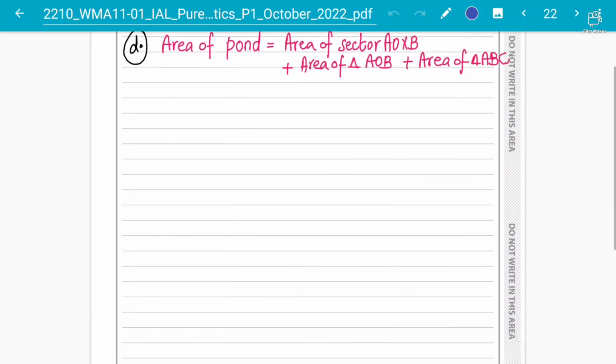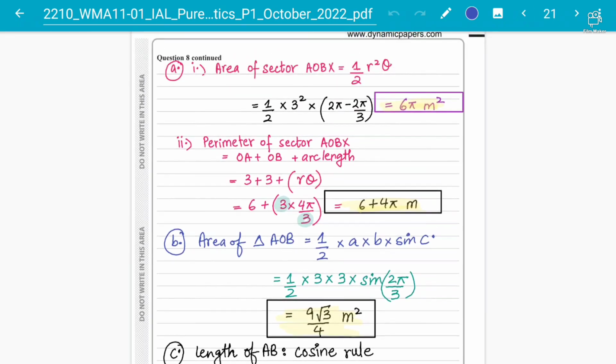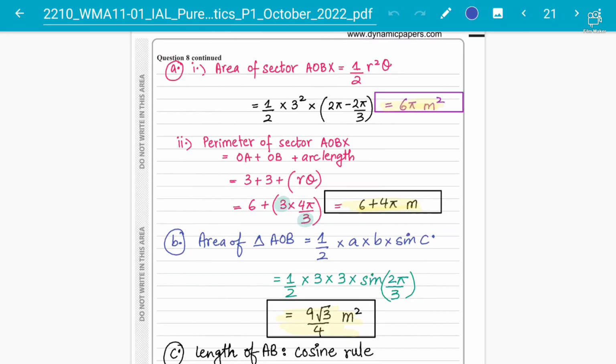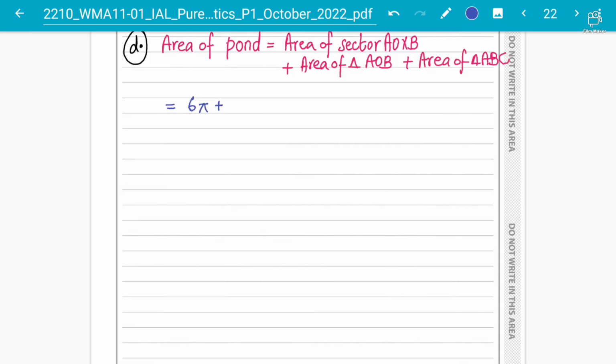So it's going to be, sir, area of the sector, that is basically 6 pi, and area of the triangle AOB, that is basically 6 plus 4 pi, okay? So it's going to be 6 plus 4 pi, and then this one we are going to find out, okay? I've written both of them, and the last one we are going to find out.